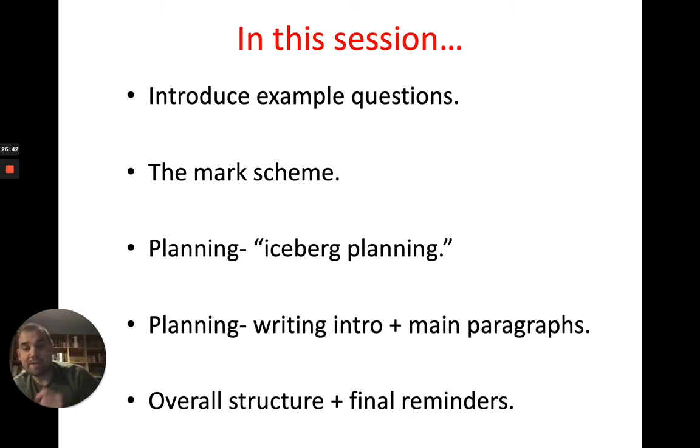Now, just some last minute tips about the overall structure. So remember, if you want to get a good level 3, level 4 essay, you need to have an introduction where you make it clear what your answer to the question is. So do you agree with it? Do you disagree with it? What factors are you going to write about, besides the ones in the question?